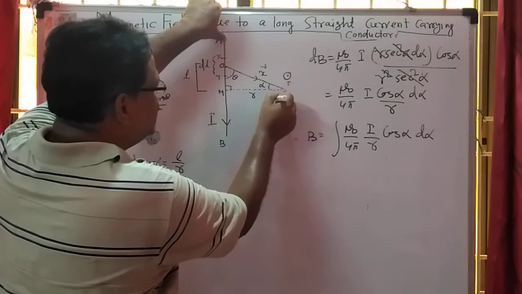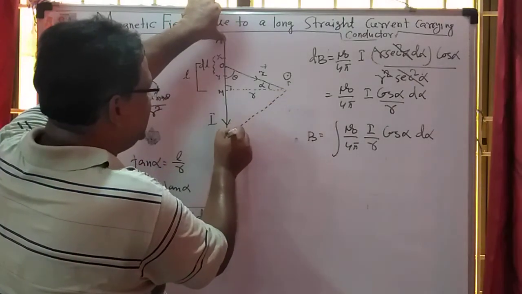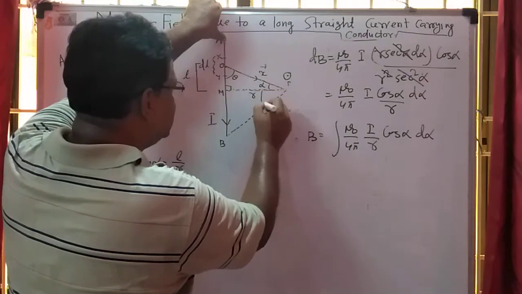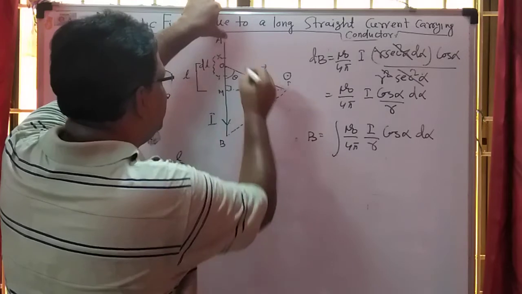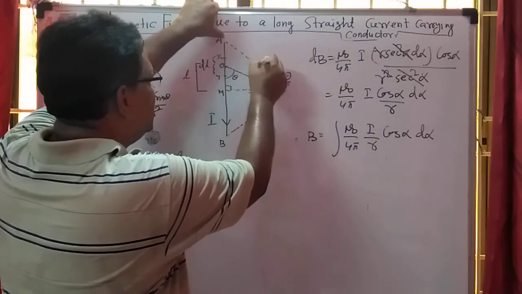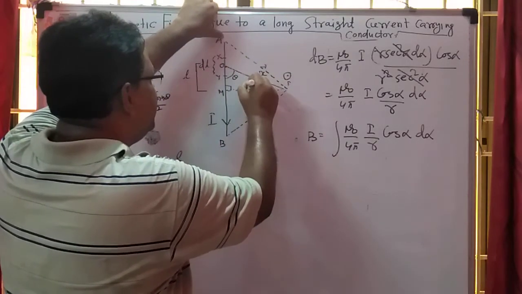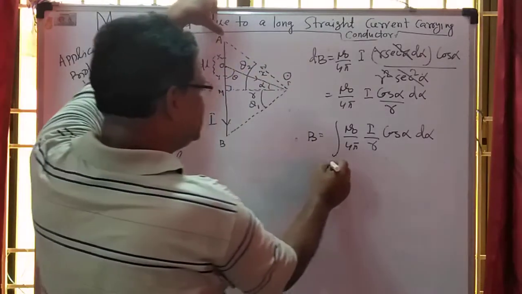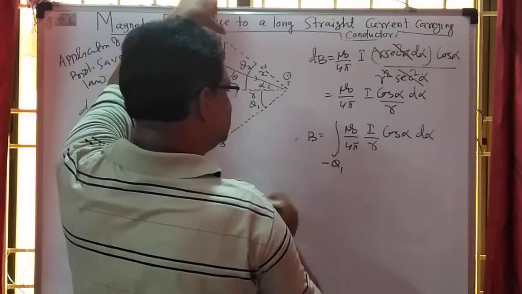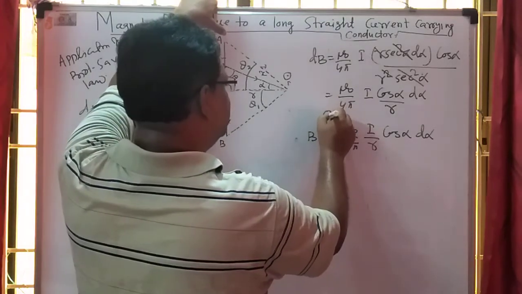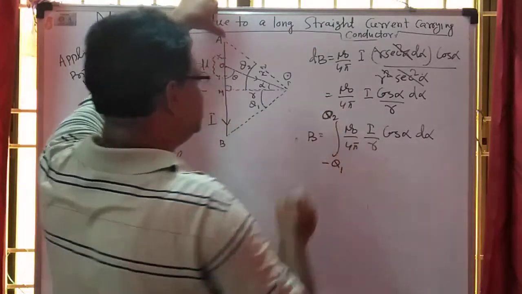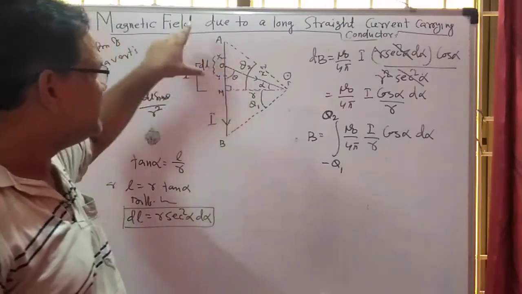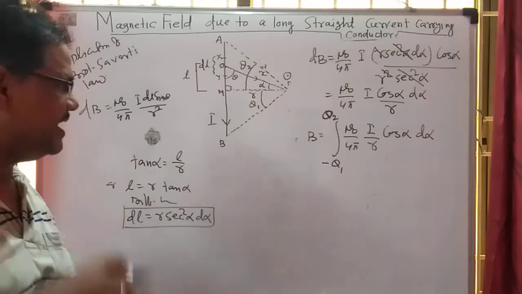If you join all these things, you are finding this is the perpendicular length, and from here to here we take it as theta 1, and from here to here you take it as theta 2. So if you take the limit, it will be minus theta 1 to plus theta 2, because that theta 1 and theta 2 give the limit of the length of the current carrying conductor.